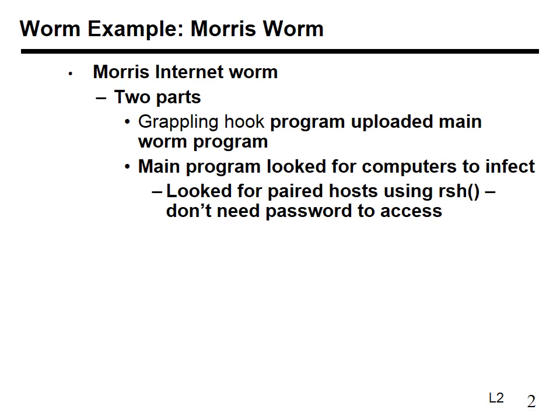So the main program, once it's been installed on the target machine, is going to start looking for other computers to infect. The Morris worm used several techniques to try to do this. One is just looking for paired hosts that don't require passwords. So these are ones using what's called a remote shell. Don't worry if you don't know what that means. Basically, it's just looking for another computer that it can easily infect.